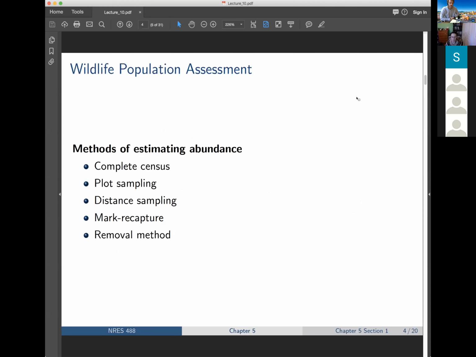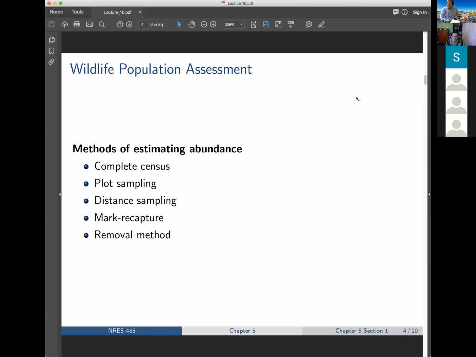So we're going to cover a few methods of how we actually estimate abundance. And all of them are extensions of what we've already talked about. Some of them are the exact same methods we've already talked about already. And some of them we're going to add in a little complexity to deal with things like detection probability.